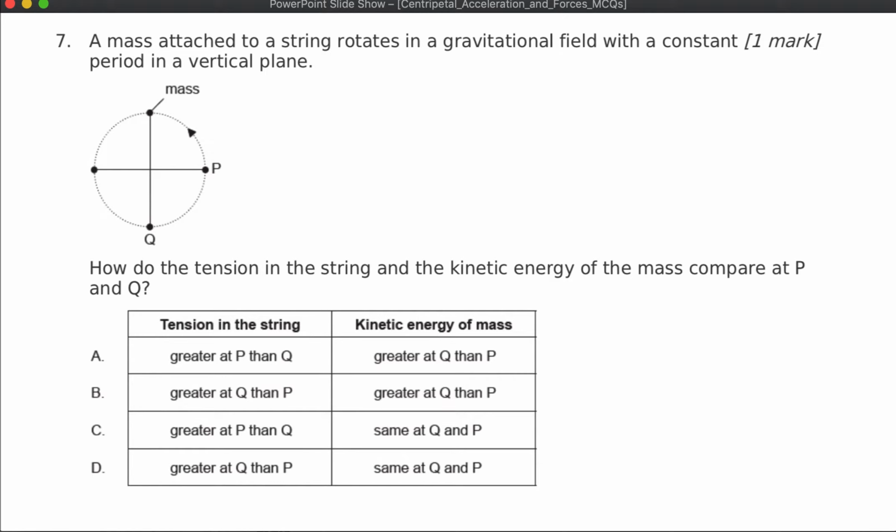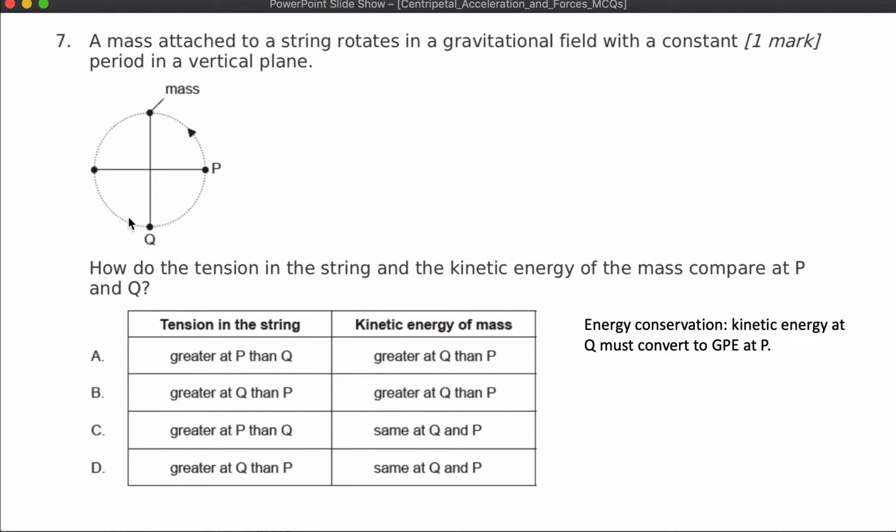Okay, here we go with a mass attached to a string in a gravitational field. That's important. We've got weight. We want to think about the tension in the string and the kinetic energy of the mass. Let's think about this here.